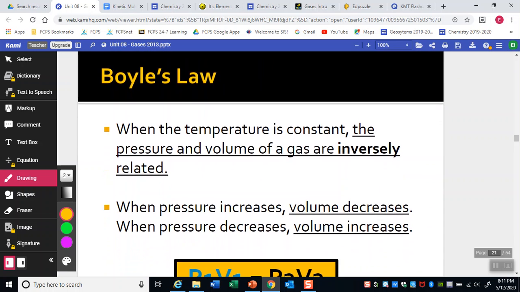All right. So Boyle's law is if the temperature is constant, the pressure and the volume of the gas are going to vary inversely. That means if one goes up, if the pressure is increasing, then the volume is decreasing. Okay, I need to hold this straight. That's my problem. All right. So that's an inverse variation. One goes up and the other goes down.